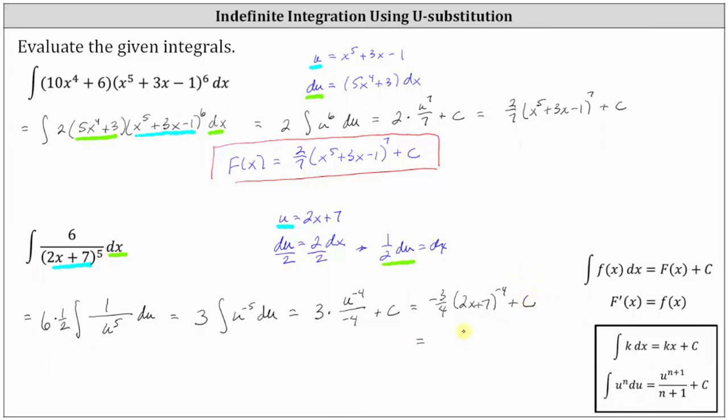Let's also show how to write this using a positive exponent. This is equal to negative 3 divided by the product of 4 and the 4th power of the quantity 2x plus 7 plus c. So again, we can say that big F of x is equal to, again, negative 3 divided by the product of 4 and the 4th power of the quantity 2x plus 7 plus c.